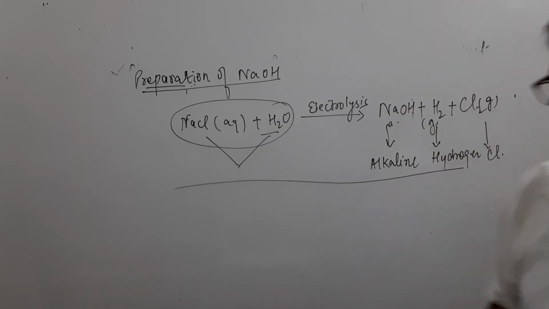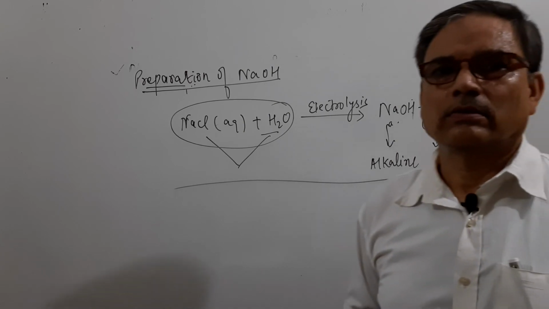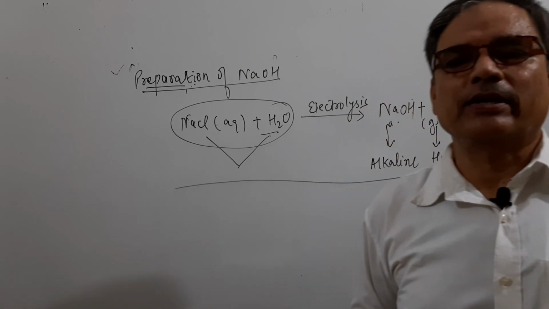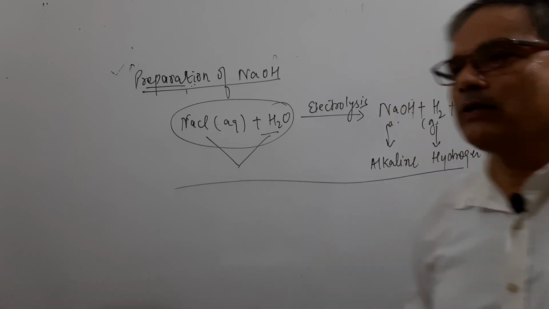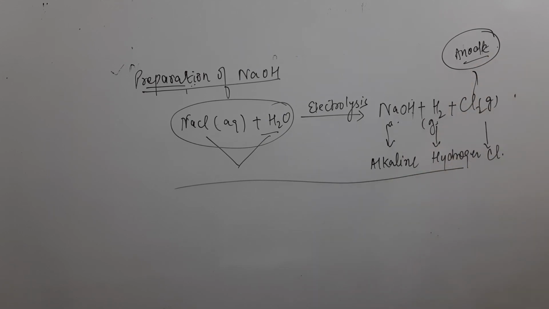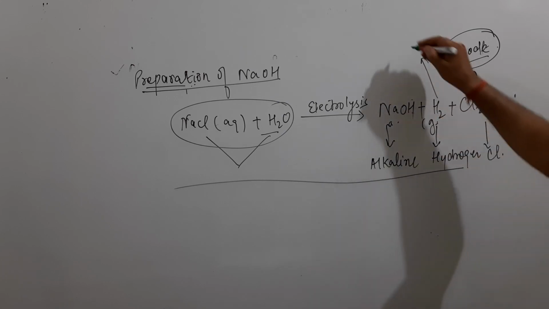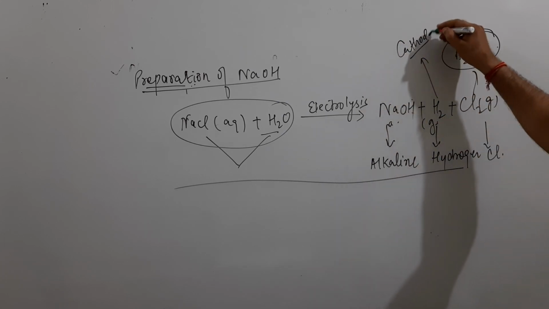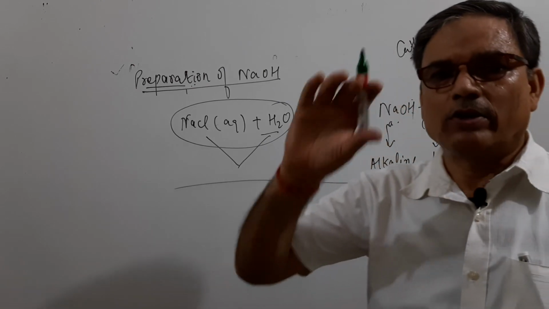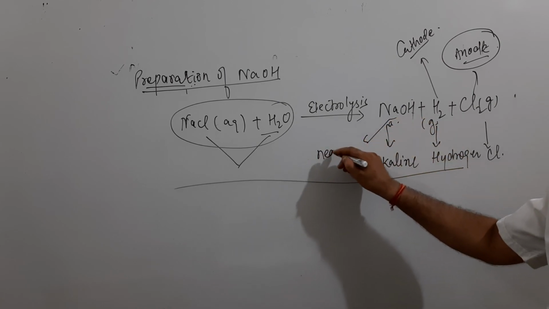And where is it formed? First is chlorine. Where is this chlorine formed? At the anode. Chlorine is a negatively charged particle and it will be collected at the anode, which is positively charged. And hydrogen is collected at the cathode, and cathode is a negatively charged rod. Here it is collected near the cathode.